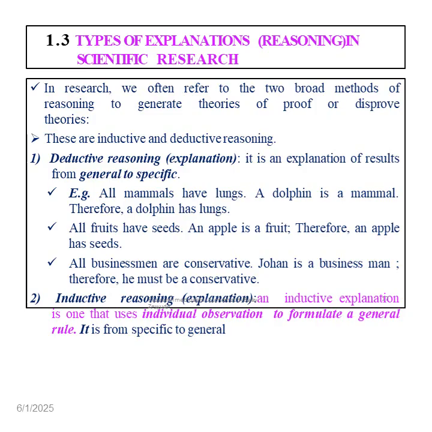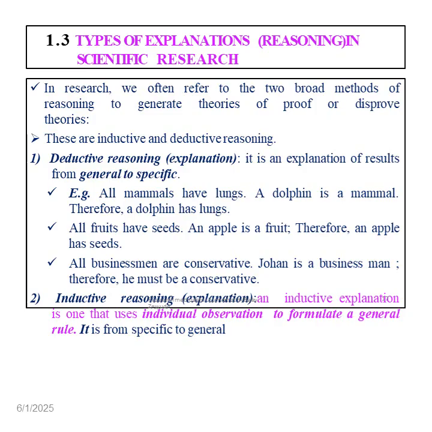We start from types of explanation or types of reasoning in scientific research. In research, we often refer to two broad methods of reasoning to generate theories or prove or disprove theories. These are inductive and deductive reasoning. We can explain in the form of deductive reasoning, or we can explain in the form of inductive. What does deductive reasoning mean, or deductive explanation in research? In any science, there is such reasoning.